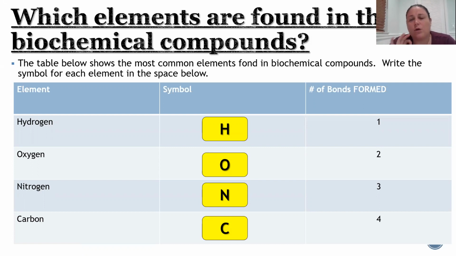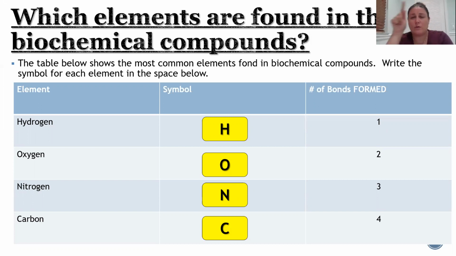But what I also want you to know is the number of bonds that can be formed. So hydrogen can only form 1 bond. So that's why only a hydrogen will bond to say 1 oxygen. Oxygen can form 2 bonds. That's why when we look at a molecule like water, oxygen doesn't just pair with 1 hydrogen, it pairs with 2 hydrogens because oxygen needs to make 2 bonds.